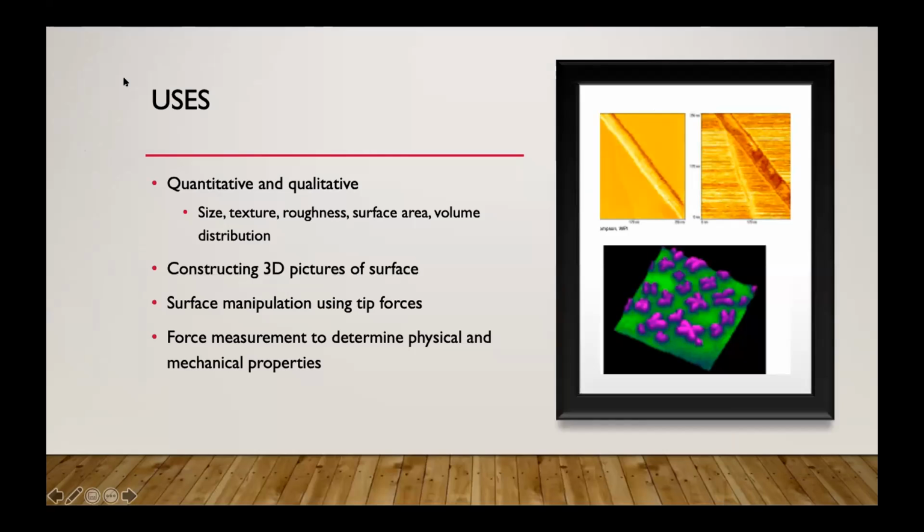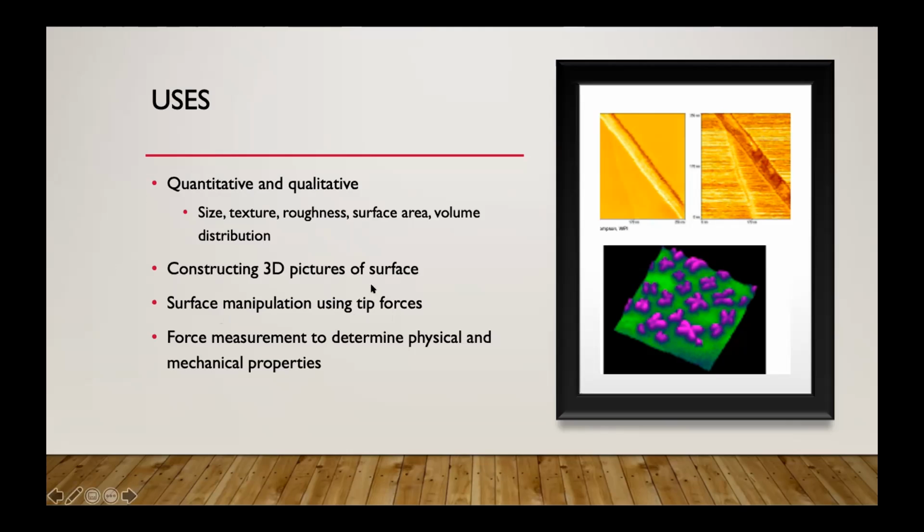Some of the uses of AFM, like I said: you can get the size, the texture, roughness, the surface area, or the volume distribution across a nanosurface, so at a nanoscale. It's really good at constructing 3D pictures of surfaces. That's one of the advantages of using AFM, is that you can get a 3D picture of the surface, such as these human chromosomes, or looking at the volume distribution or the size of these nanotubes.